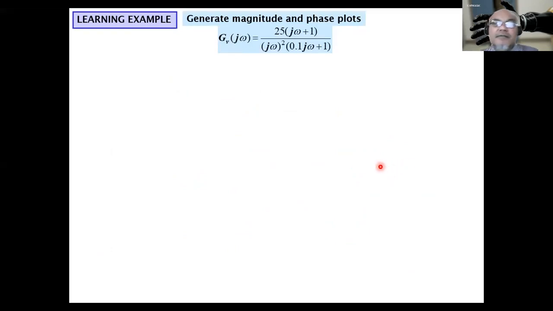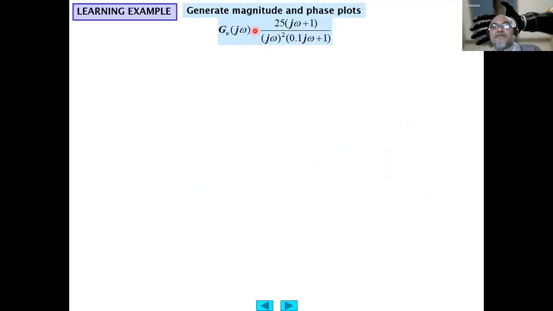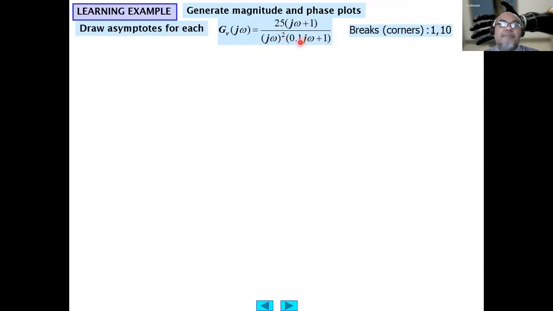Now, second example: generate magnitude and phase plots for this gain function, G of j omega, equals 25 times j omega plus 1, divided by j omega squared times 0.1 j omega plus 1. So the corner break frequency will be 1 radian per second here, at the 0 pole. This one will be at 10. So 1 and 10, as well as 0. Draw the asymptotes for each of these.